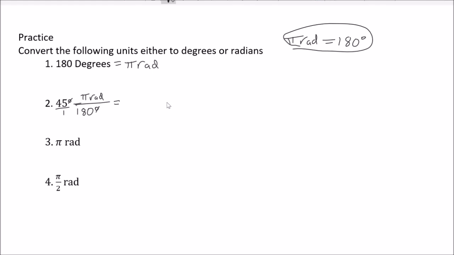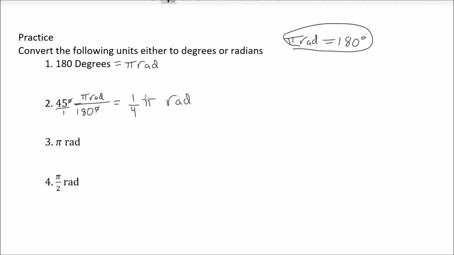Now our units are radians, so I'm going to put rad here. I already know my units. I'm going to simplify 45 over 180, recognizing they're both divisible by 45. So that's the same as 1/4. And then I'm going to leave the pi as is.